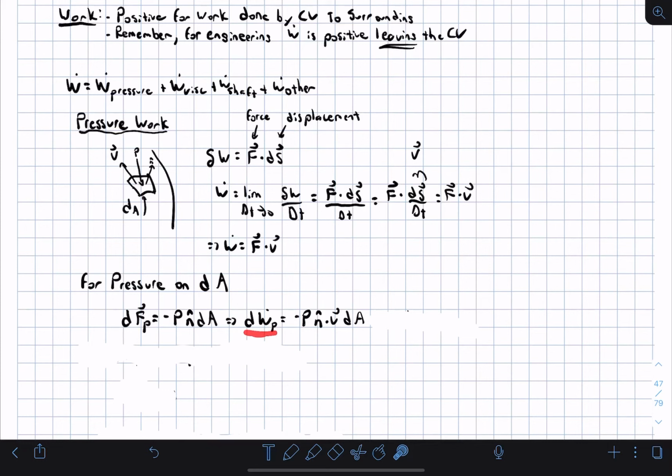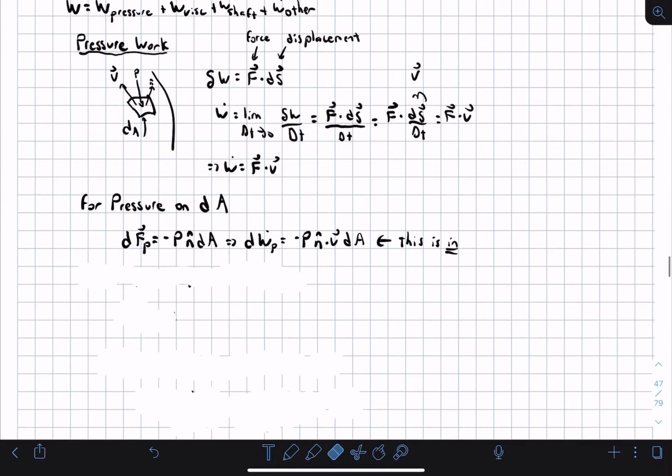Which implies that the differential amount of work acting on the small patch due to pressure, or dW dot P, is equal to the force, which is minus p times n hat dA, dotted with the fluid velocity. Okay, and now this is into the control volume.